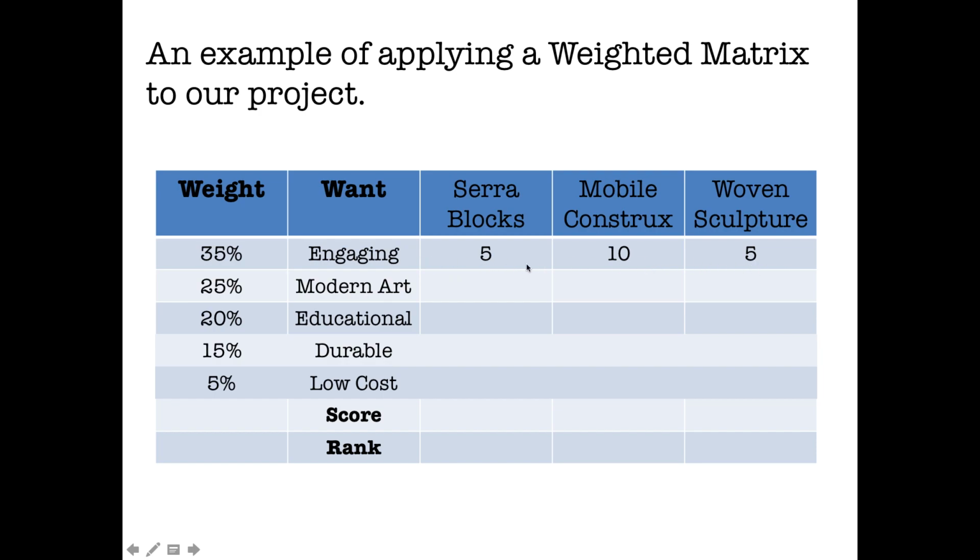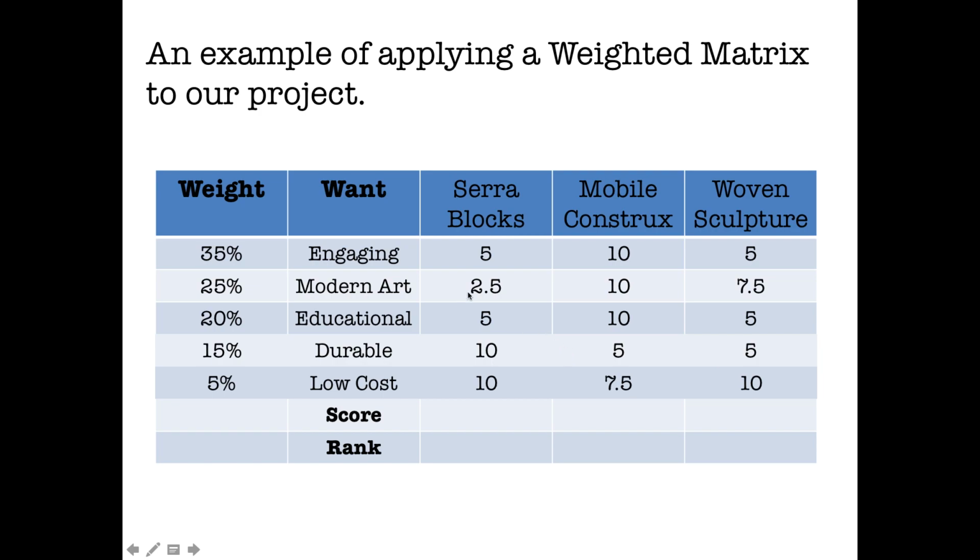All right, so I've got a 10-point scoring. You could do 100-point scoring. It doesn't matter. That's just going to cause those numbers, the total, to be a little different. So what I thought here was Mobile Constructs are obviously more engaging than Sarah Blocks and Woven Sculptures. Going through and doing the same justification I did for the Pew matrix, I can work through each of these weightings. Note that all of this is arbitrary. This is something you're deciding. This scale is something you're deciding. You're using your intuition or some preliminary evidence that you have gathered to do this ranking.